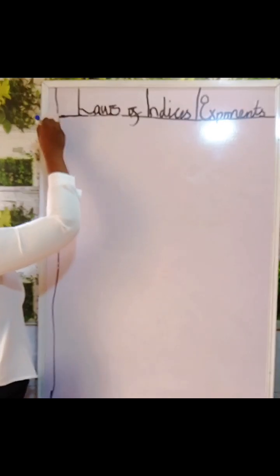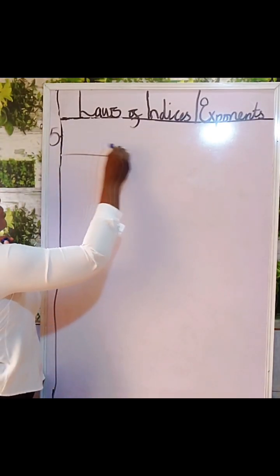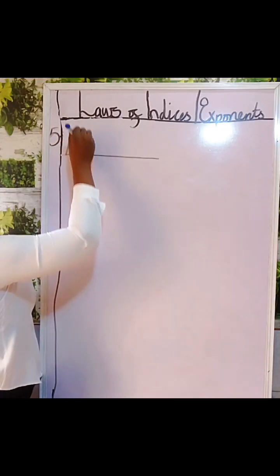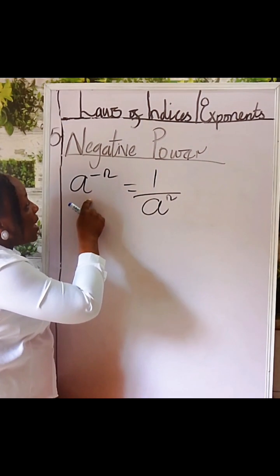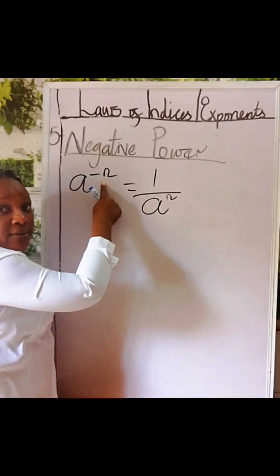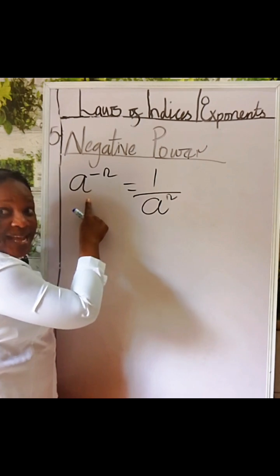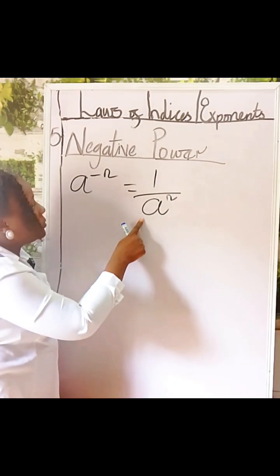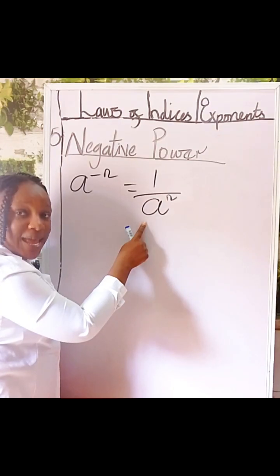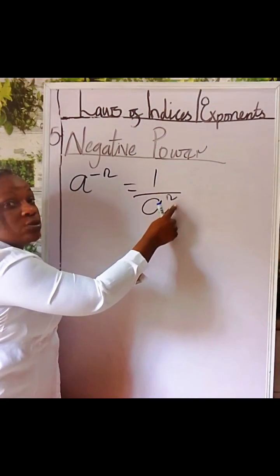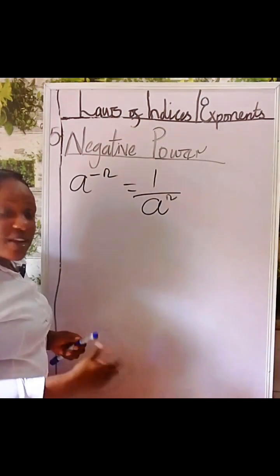Thank you. So we come to number 5. Number 5, we have the negative power. When a base is raised to a negative power, the answer will be the reciprocal of the base, and then the negative power will turn to positive power. You know what is called reciprocal? Reciprocal is the inverse of any number.